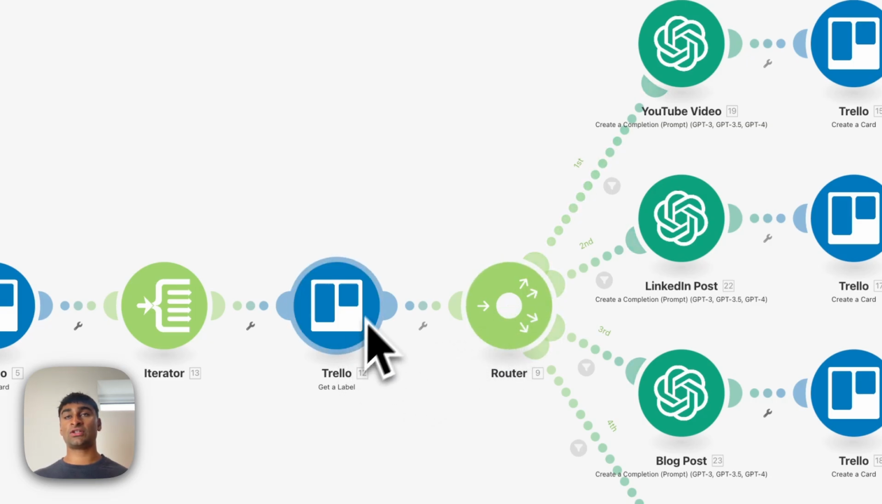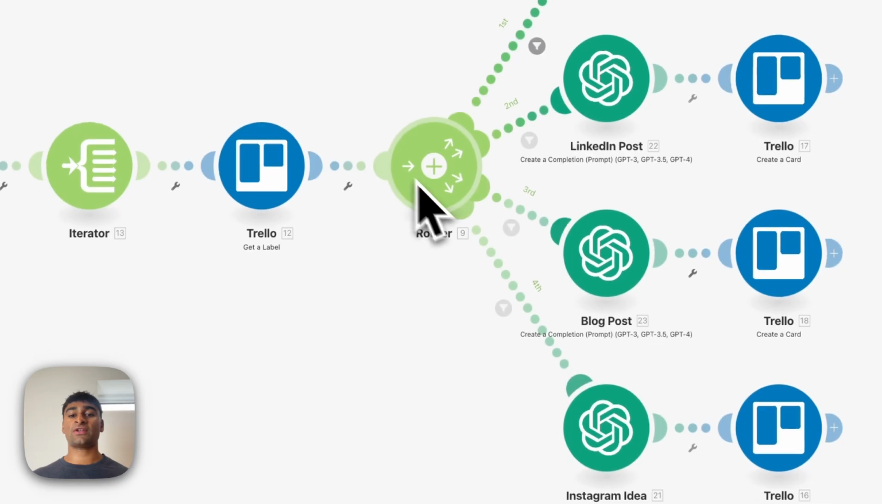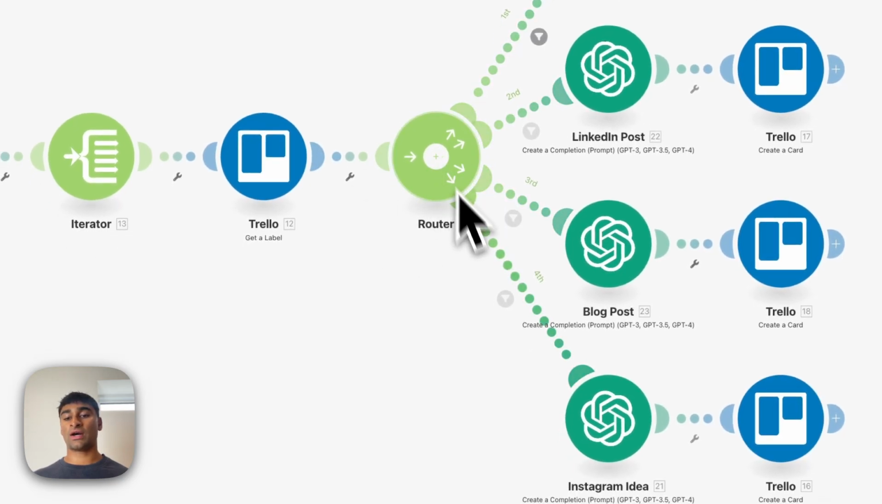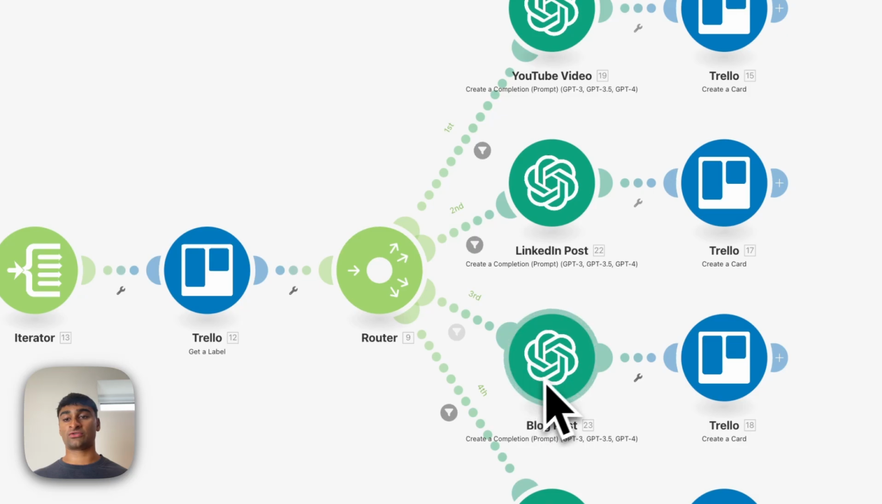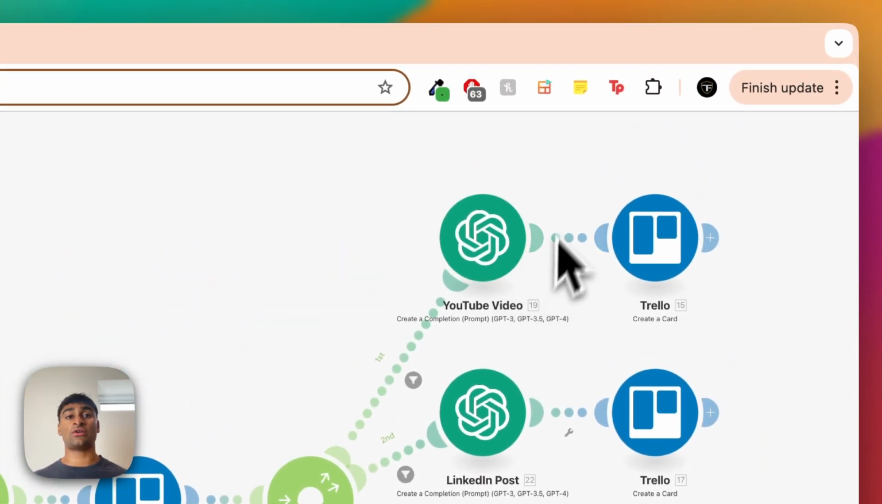If the label matches the name YouTube, then it will go down this route. If the label is Instagram, it will go down this route. If it's LinkedIn, down this route. And if it's blog, it will go down this route. So based on the label, we are creating the content accordingly.